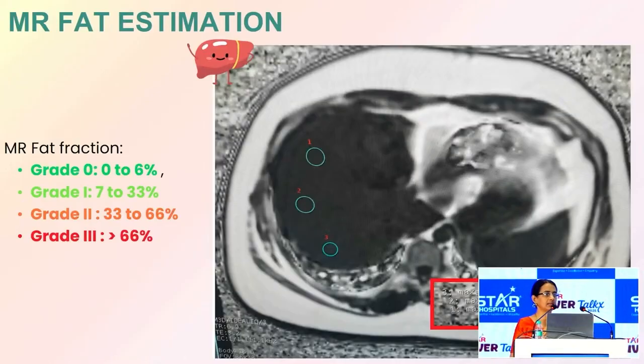The same thing can be done by MR fat estimation. There are specific sequences that we run, and the algorithm in the software calculates the fat percentage. MR fat is actually much more sensitive than CT. And the grades, we are all familiar with. So we can grade the fat depending on the percentage that it shows.